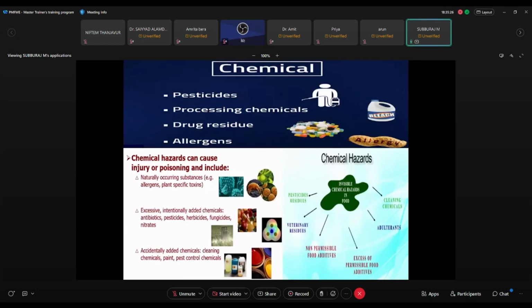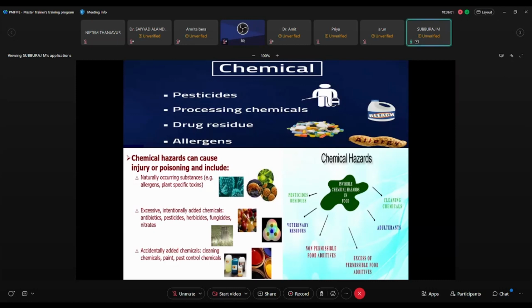Phytohemagglutinin and alkaloids are naturally occurring allergens. Sometimes there are plant specific toxins, and I already mentioned mushroom toxins, which are generated automatically. Then there are agriculture and animal husbandry chemicals: pesticides, fertilizers, antibiotics, and vitamins. These are generally agriculture and animal husbandry chemicals.